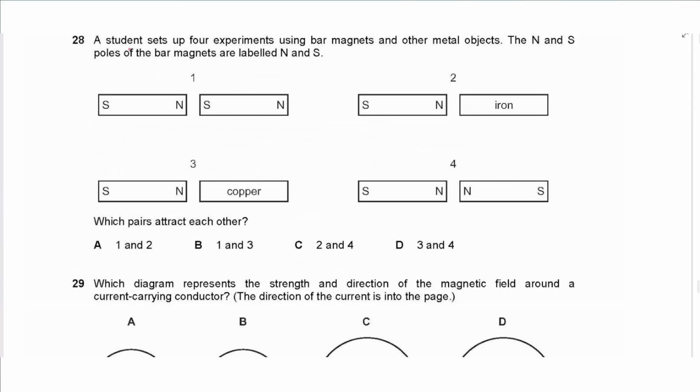Question 28 says a student sets up 4 experiments using bar magnets and other metal objects. The N and S poles of the bar magnets are labeled N and S. Which pairs attract each other? So north and south, they attract each other. So this attracts. Iron is a magnetic material, so it gets magnetized by induction. So it will form an S pole and an N pole like this. So it will attract. Copper is not magnetic. And N with N, they repel each other, so they will not attract. So it's only 1 and 2. So the answer is A.